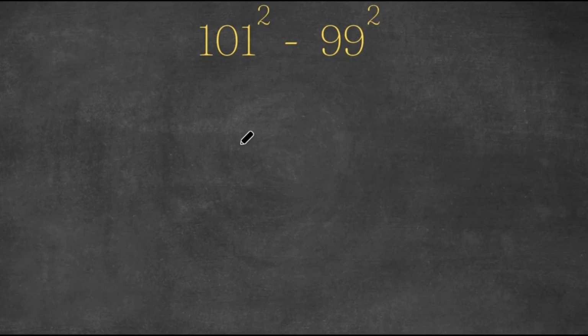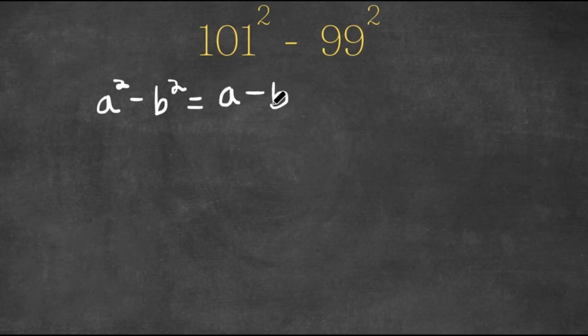In today's video, I'm going to be teaching you guys how to solve this problem without a calculator. So we have 101 squared minus 99 squared. Well, if we have something in the form a squared minus b squared, this can actually be written as a minus b times a plus b.